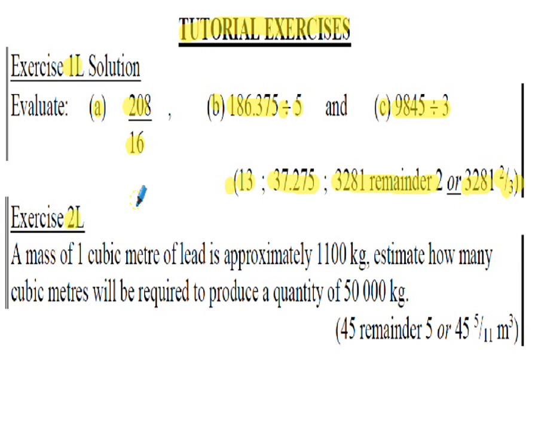Exercise 2L is a descriptive question. We're given the mass of 1 cubic meter of lead. It's approximately 1,100 kilograms. We're asked to estimate how many cubic meters will be required to produce a quantity of 50,000 kilograms. So basically the sum here is 50,000 divided by 1,100. The answer, again shown in the brackets below, indicates a remainder, and again the answer is written in two forms shown here.